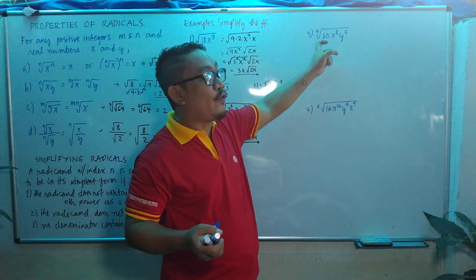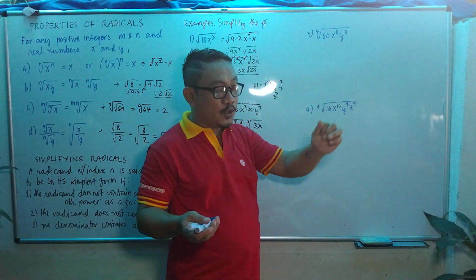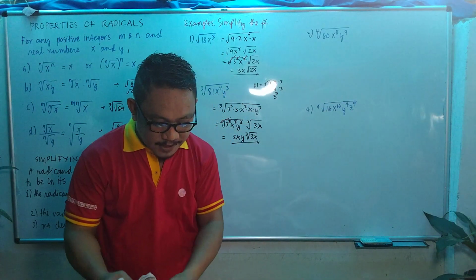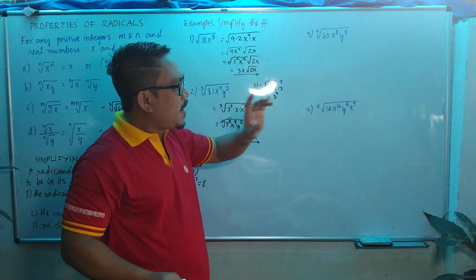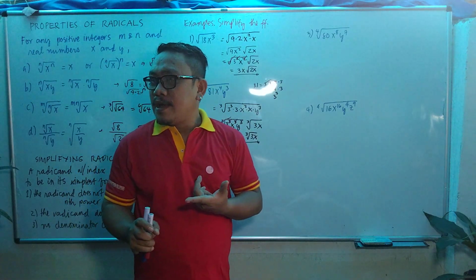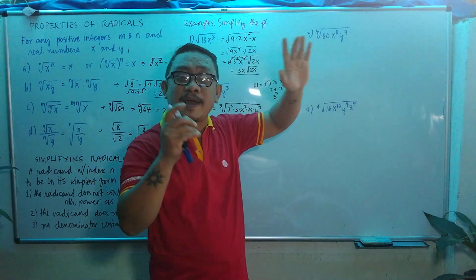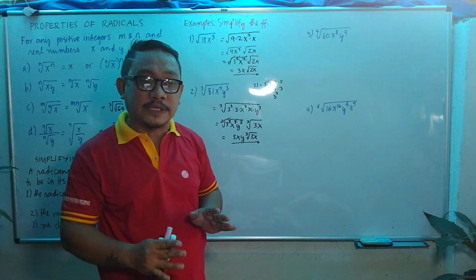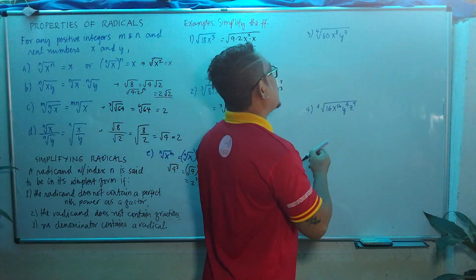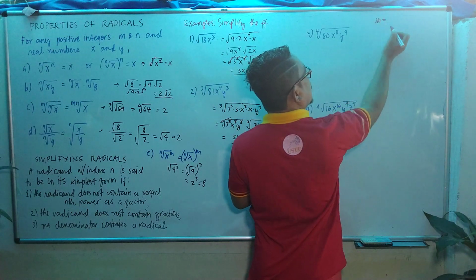So, we have here the fourth root of 80 x to the 8 y to the 7. Here, we look at the factors of 80. One of them must be raised to the fourth power so that we can cancel, because it is clear that the radical can cancel it. So, what we're going to do is look for the factors of 80.